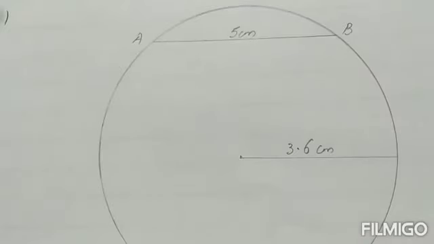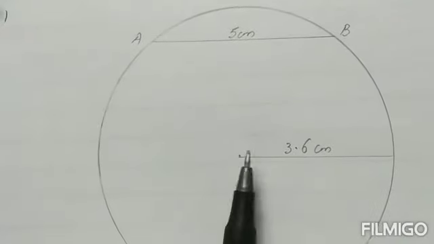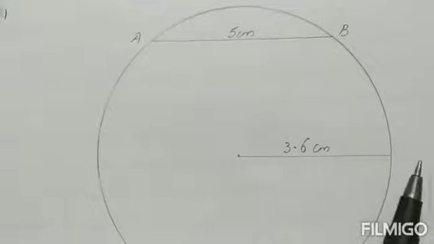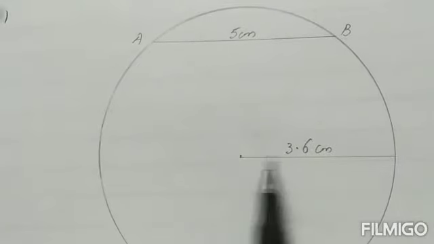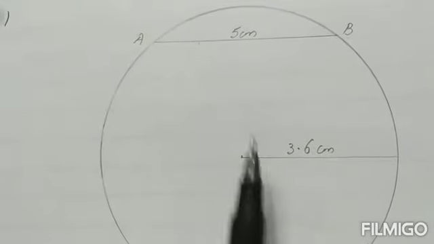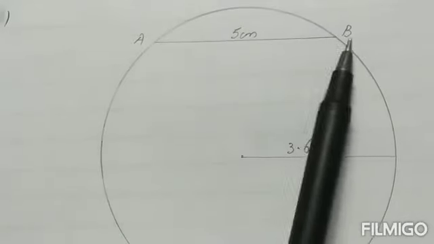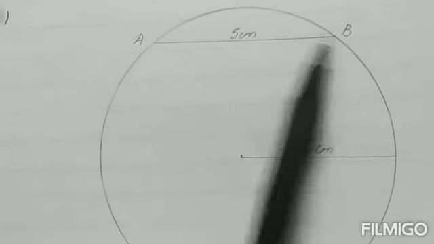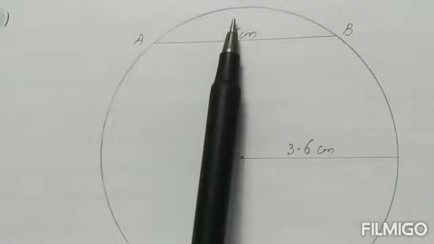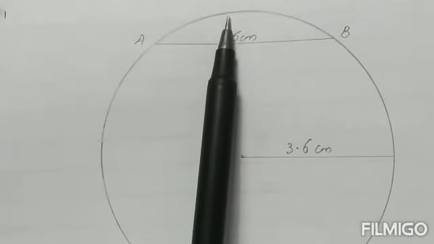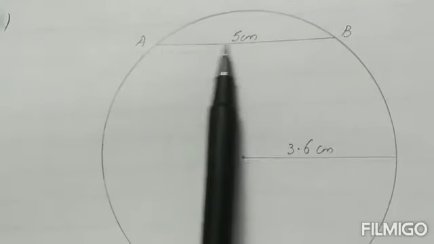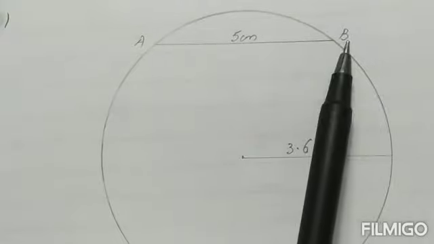Coming to question number 6, you have to draw a circle with a given radius of 3.6 centimeters. So open your compass to 3.6 centimeter and draw the circle. Then it is saying make a chord of 5 centimeter. Make a chord AB of 5 centimeter. So again I have kept my scale, and as I moved it down, I was able to make a chord that was of 5 centimeter.